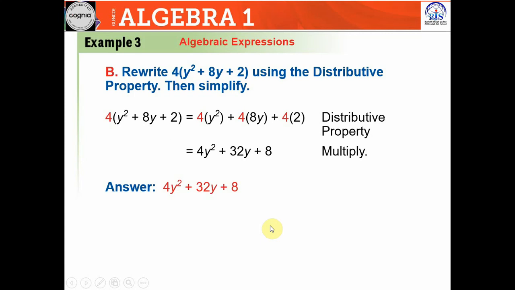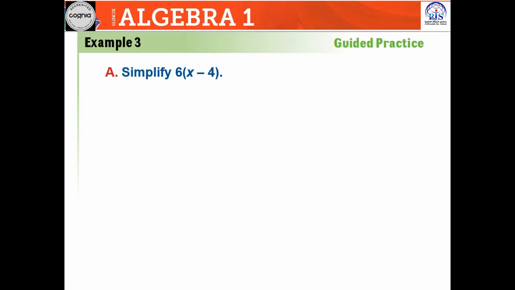What is the meaning of like terms? Like terms are variables that have the same power and the same letter. y, y, x, x, y squared, all of these are called like terms. But y squared and y are not like terms, because for y squared the exponent or the power is 2, and for y the exponent is 1.